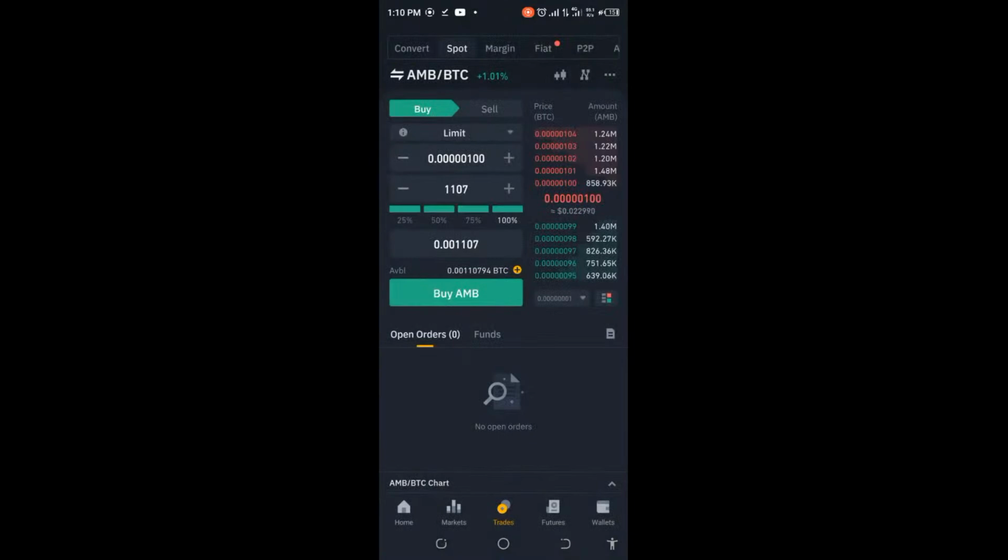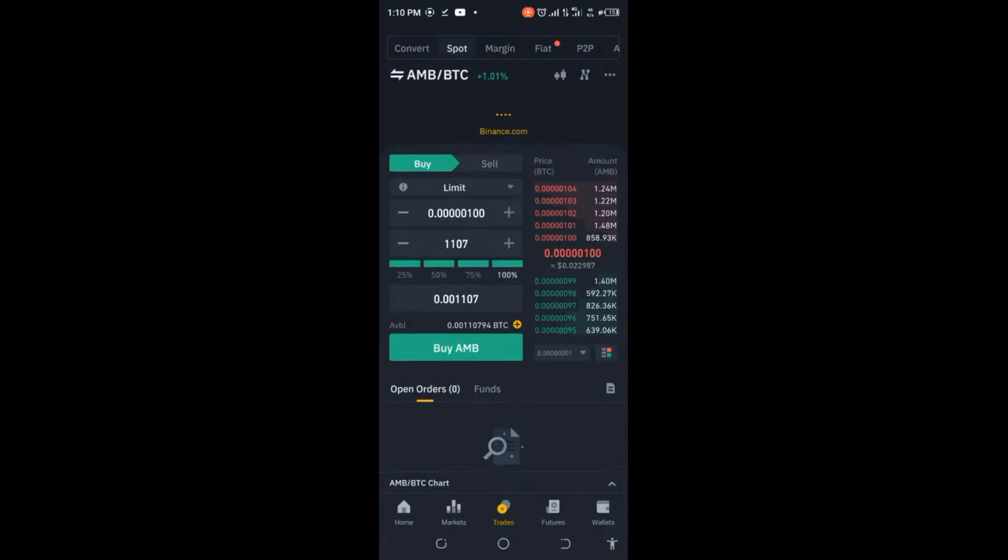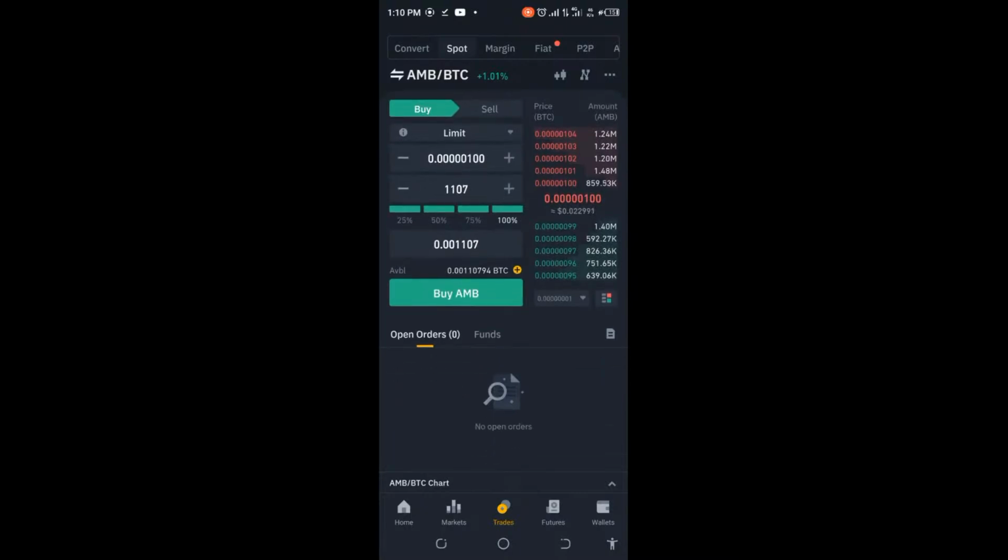What we have here is 1107. Let's make sure that we get that completely. Then we just buy that, and let's see that everything is going on fine, and we purchase. Perfect. So that is done. Next thing now is that we have to send this over to KuCoin.